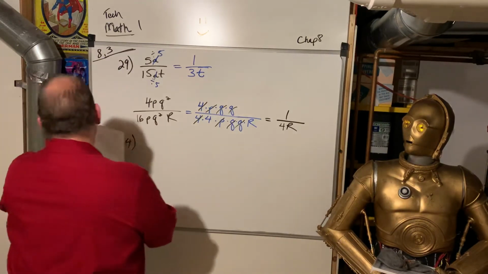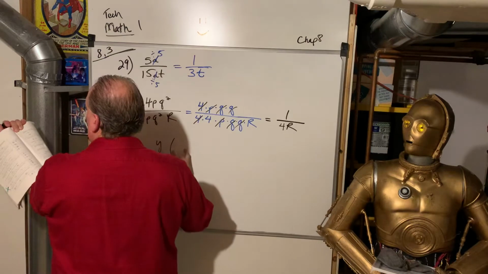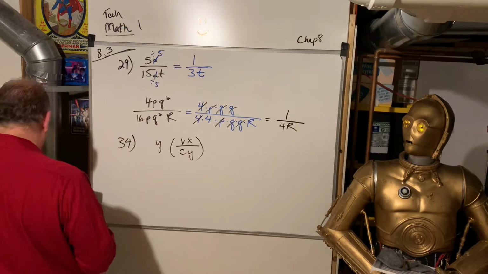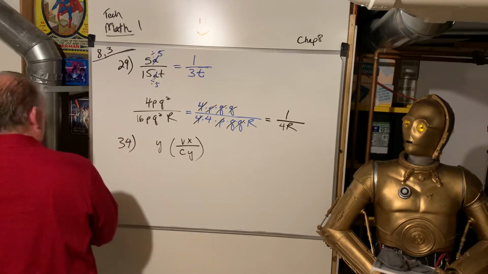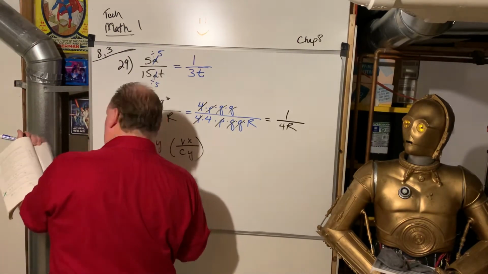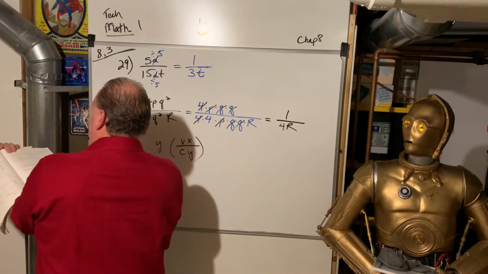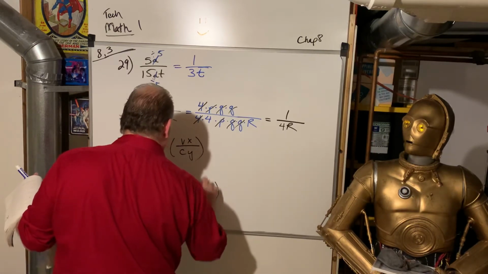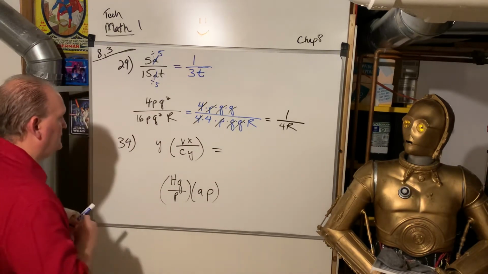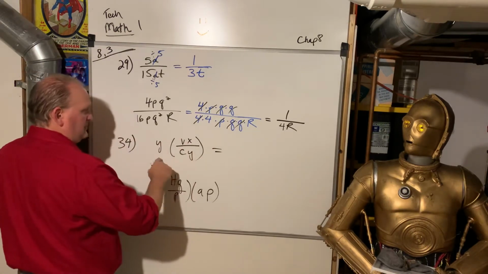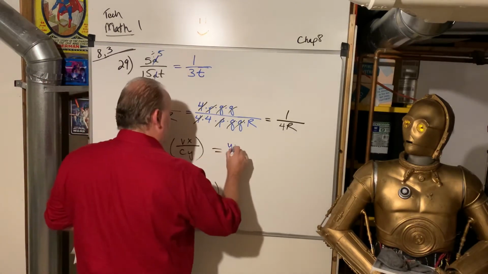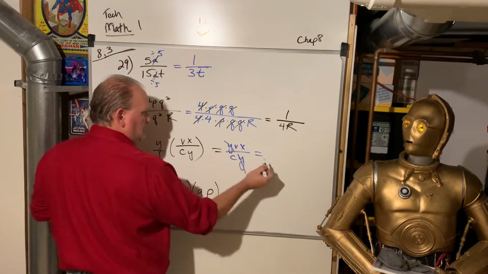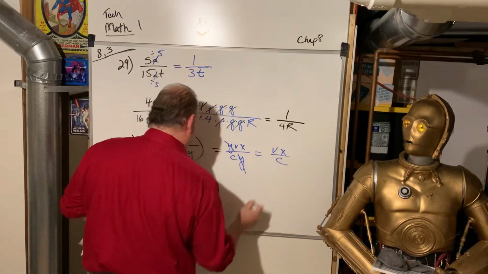And that looks like this. Y over Vx over C times Vx over Cy. And we've got capital H Q over P times AP. Okay, so again, this is going to be top times top, bottom times bottom. So we have y Vx over Cy, and then the y's cancel off. So just Vx over C.